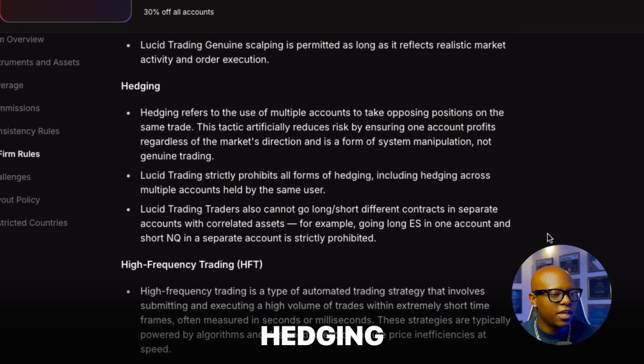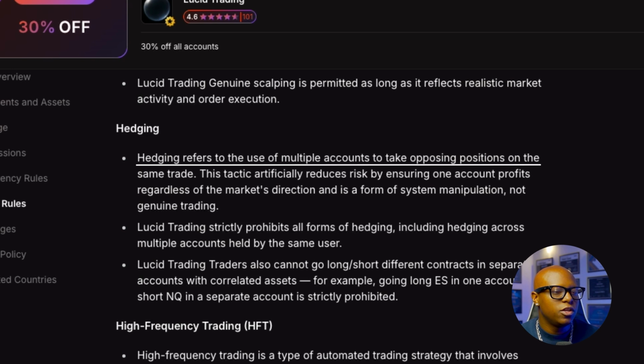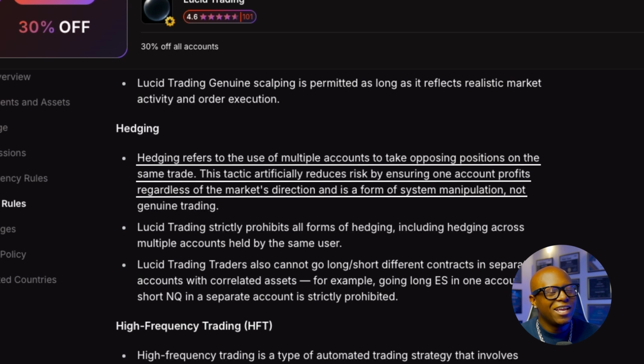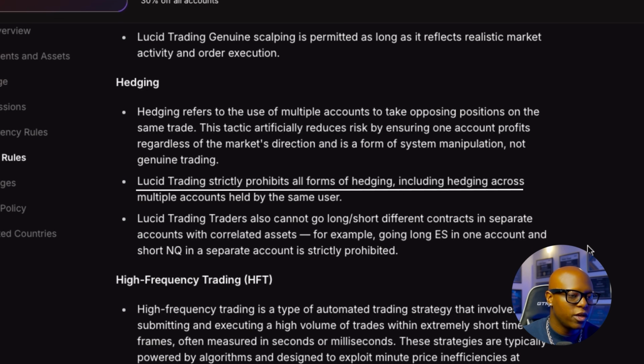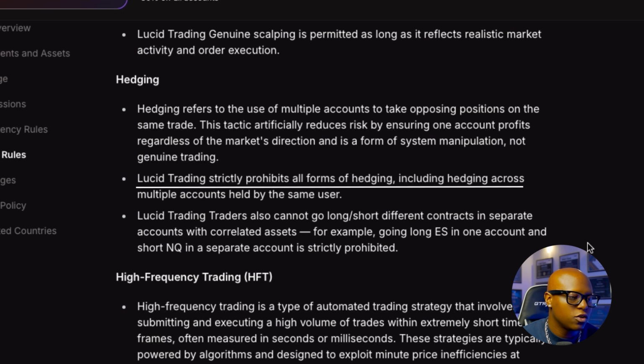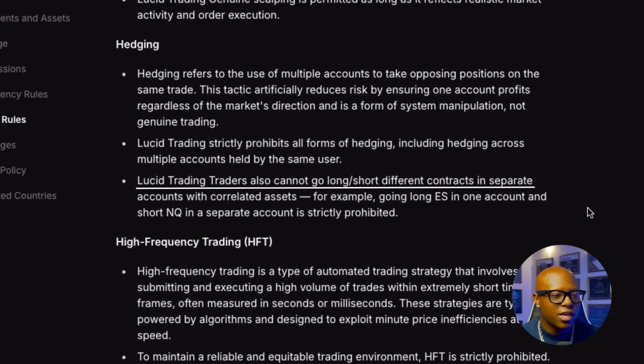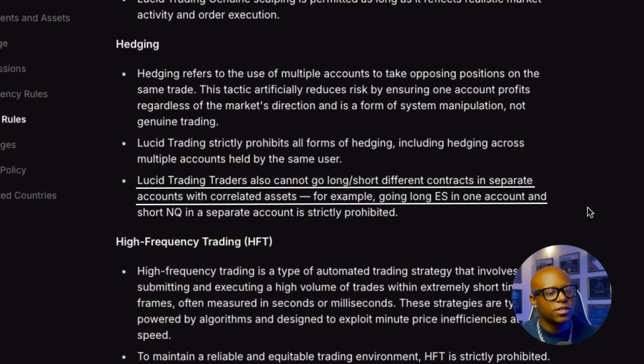In terms of hedging, again, prohibited. It says this refers to the use of multiple accounts to take opposing positions on the same trade. This tactic artificially reduces risk by ensuring one account profits regardless of the market's direction and is a form of system manipulation, not genuine trading. Lucid Trading strictly prohibits all forms of hedging, including hedging across multiple accounts held by the same user. Lucid traders also cannot go long or short different contracts in separate accounts with correlated assets.